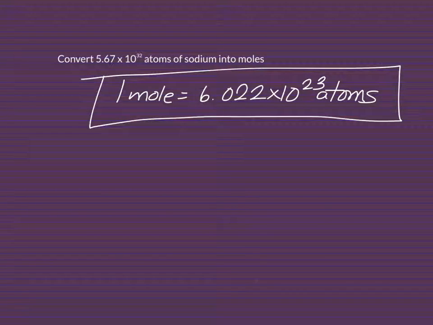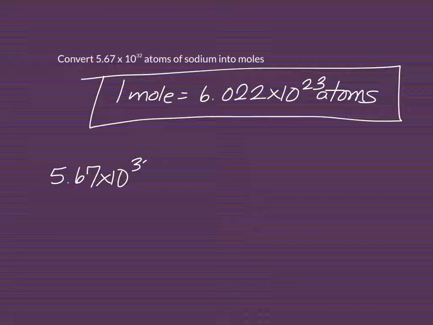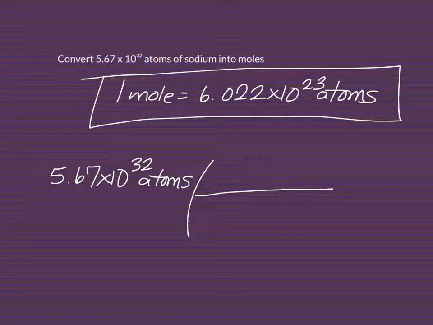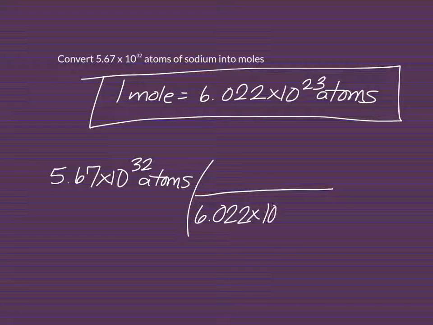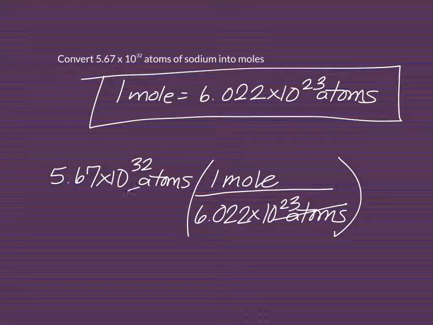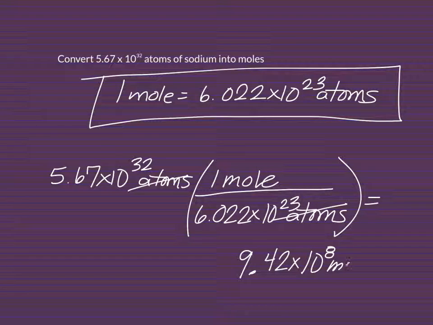We're going to start with our given information, which is the 5.67 times 10 to the 32nd atoms. And we need atoms to cancel out. So we have 6.022 times 10 to the 23rd atoms in the denominator and 1 mole in the numerator. So atoms cancels. When I divide this out, I end up getting 9.42 times 10 to the 8th moles of sodium.